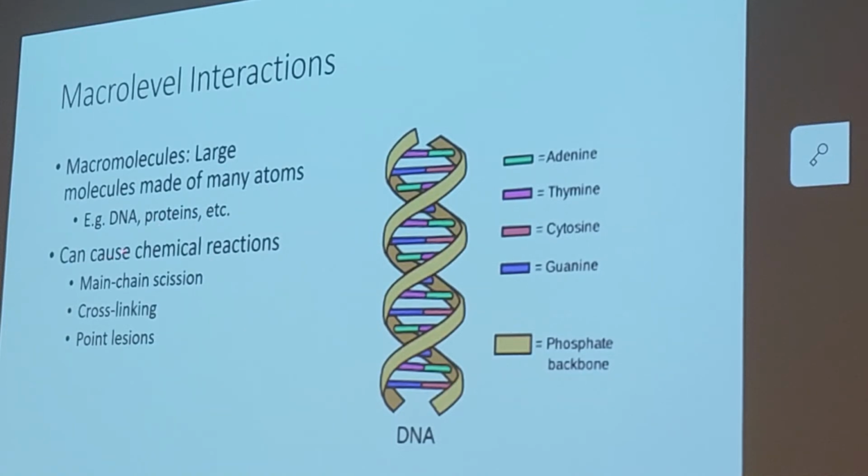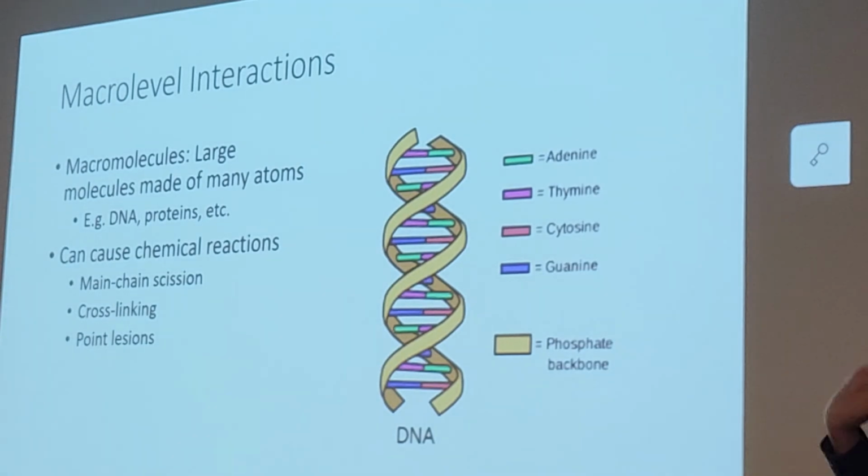So basically, three interactions can come from this radiation. These are the main three chemical reactions: main chain scission, cross-linking, and point lesion. Highlight these. These are the main three effects that can happen. Now, before Mr. Gamboa goes any further, I just want us to look at these names.